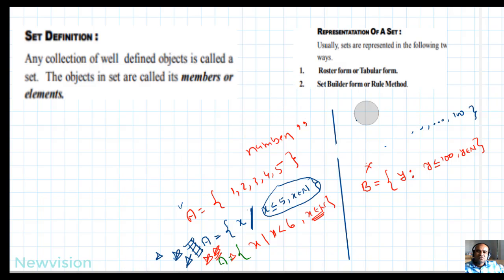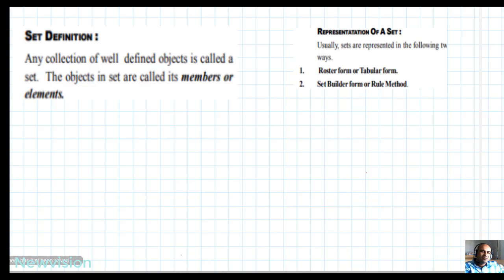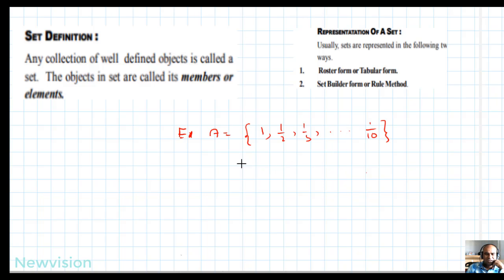Okay, students. So generally we have two ways to represent a set. One is roster form, another one is set builder form. Example. A equal to 1, 1 by 2, 1 by 3, so on up to 1 by 10. This is the roster form of a set. We want to write it in set builder form. Set builder form to roster is easy, but roster to set builder form is difficult. A roster form is given, you want to write it in set builder form. See how I am writing.